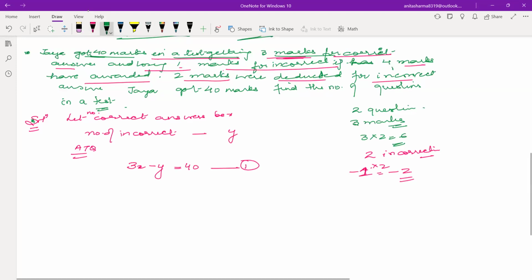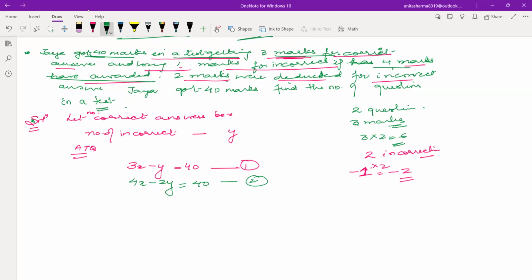Now the second condition. If 4 marks have been awarded for a correct answer, it means 4x, beta. And 2 marks were deducted, so minus 2y. Again, Jaya got 40 marks. This is your equation 2. Now what you can do? You can apply the elimination method or the substitution method. It's up to you, right, beta?